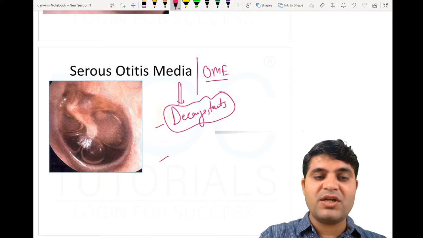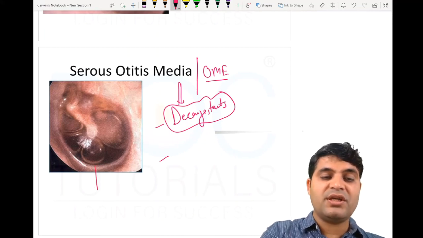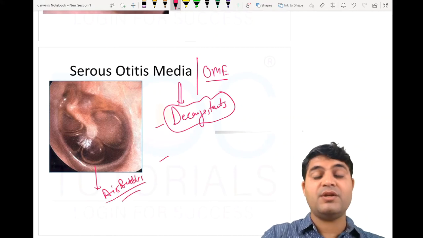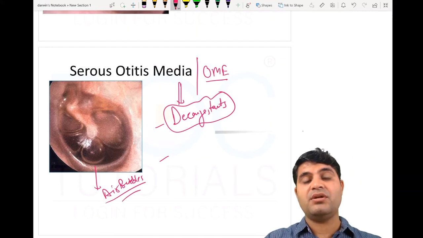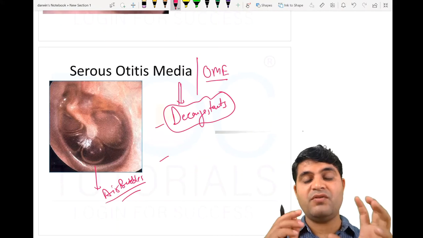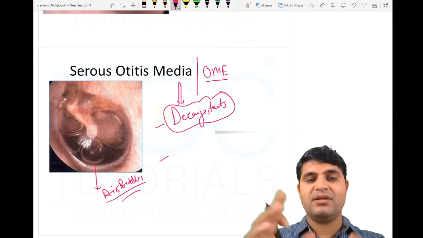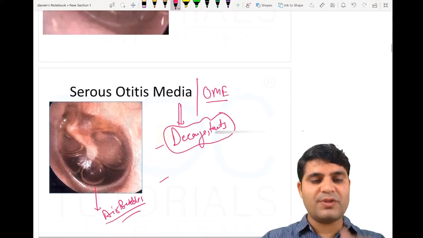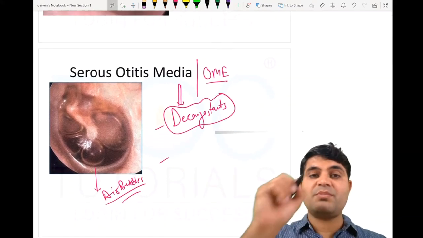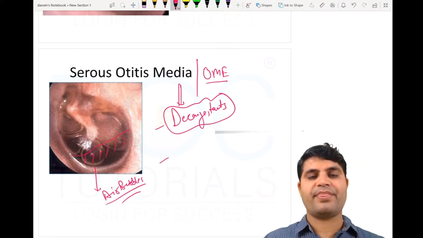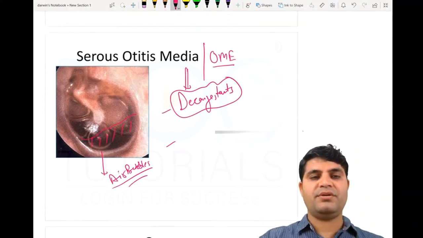So in serous otitis media, the important thing is, can you see these air bubbles? Air bubbles. So important slide. You can get this clinical picture, and you can get this clinical scenario also. This is the reason I am giving you all these images, so that they are retained in your brain. So this is about serous otitis media, air bubbles or sometimes an air fluid level like this. So decongestants, important thing.